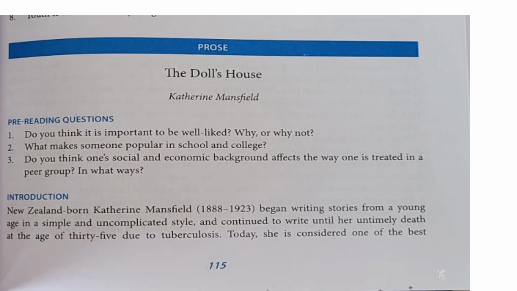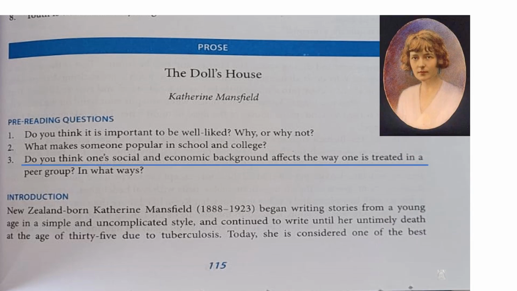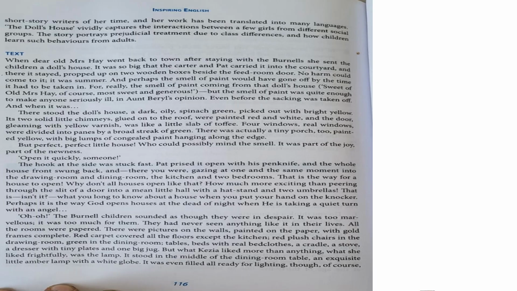A Doll's House by Katherine Mansfield. I always ask you to discuss the pre-reading questions, and I want you to discuss the third question. Do you think one's social and economic background affects the way, whether at your workplace or in the educational field? Does it really make a difference being rich or poor? Now, coming to the author, she was born in New Zealand, that is Katherine Mansfield, and she began writing stories from a very young age, but unfortunately, she died at the age of 35 due to tuberculosis. Today, she is considered a most famous author of short stories, and her stories were translated into many languages. This information you will be using to write about the author.